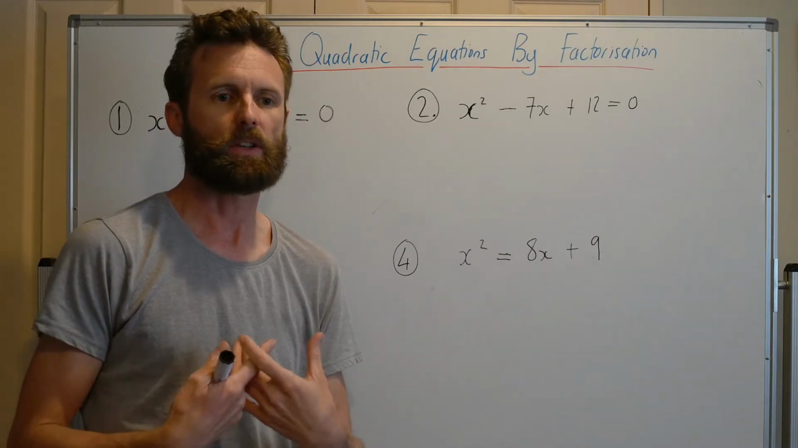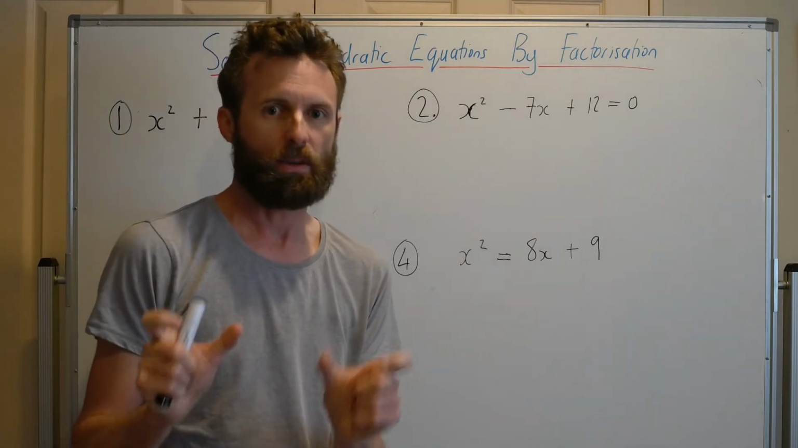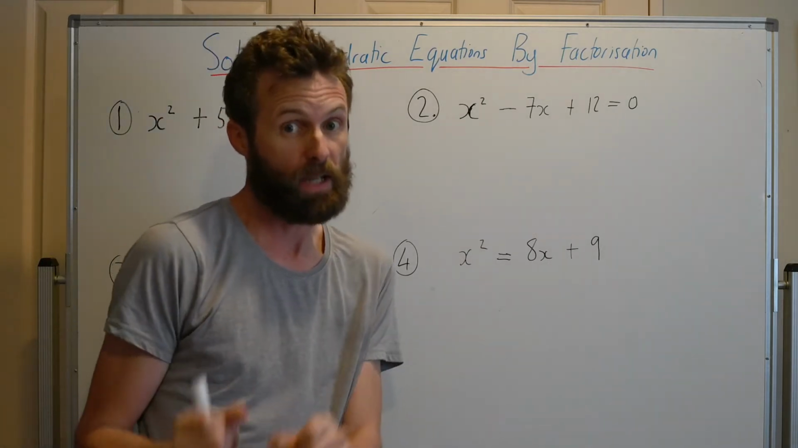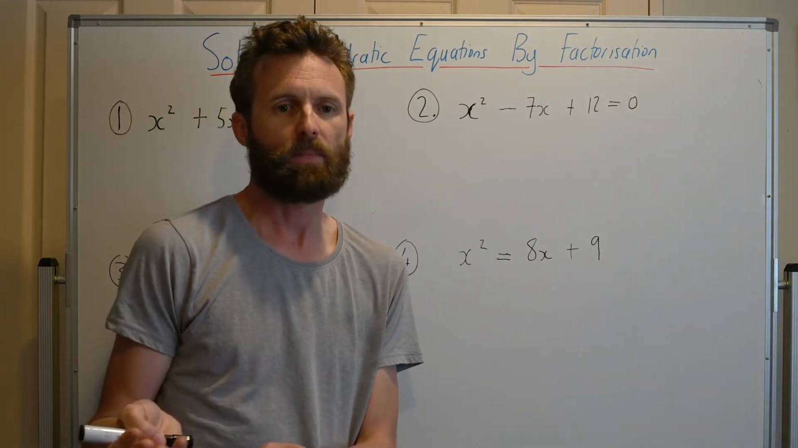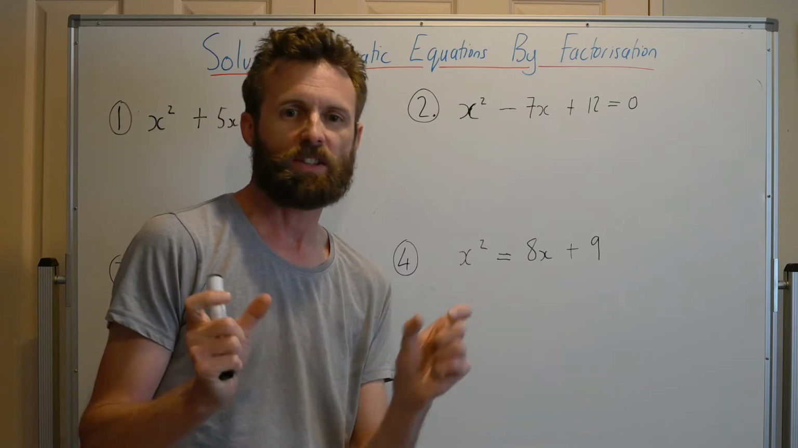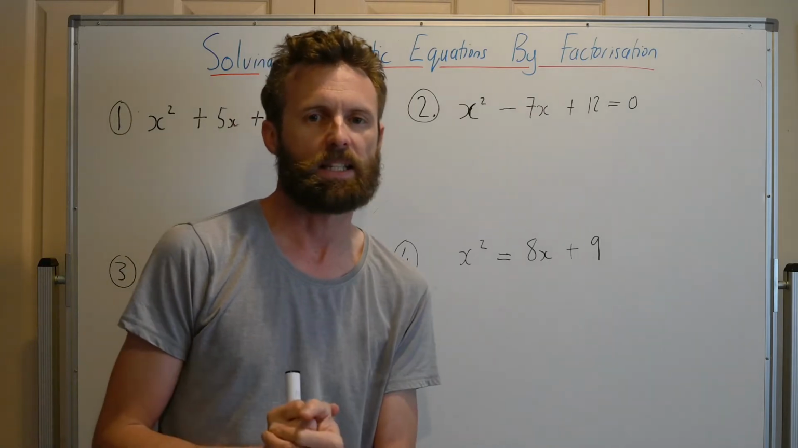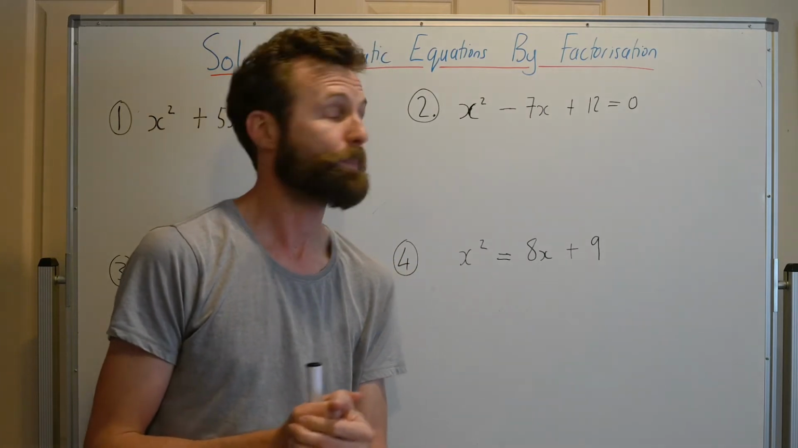So remember your types 1 and 2, they ended with a plus, so when you factorise you could have brackets with both pluses or both minuses, and then types 3 and 4 had a minus c at the end, and so that means that the signs were going to be mixed in your brackets. So just remember those rules, and we're going to apply those today.